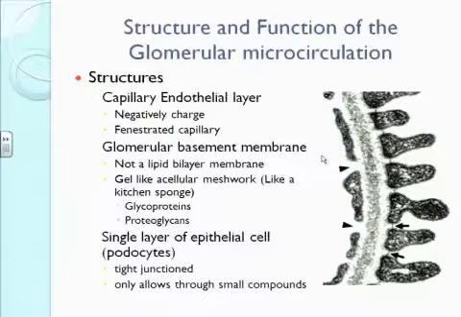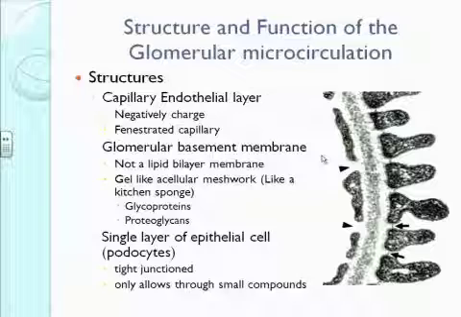And when you look at the structures of the glomerular microcirculation, what you're looking at is the endothelial layer right here, which is negatively charged, but there are still pretty big fenestrated capillaries. Then the actual basement membrane is broken down into three portions, which we'll show you in the picture next. It's really not a lipid bilayer, but a proteoglycan layer and a glycoprotein layer. So it's more like a kitchen sponge in this arrangement.